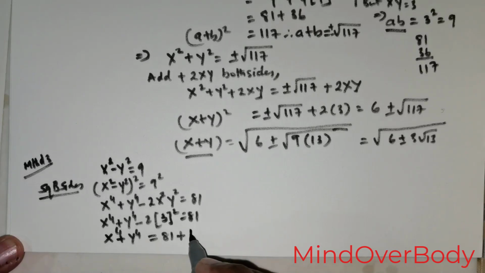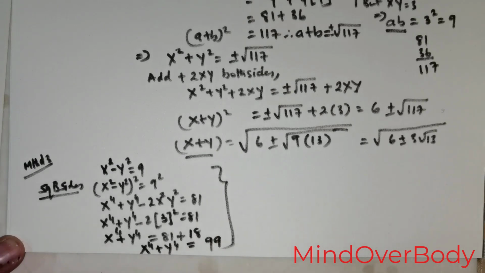So I need to place that 18. So 18 added with 81, 8 positive 1 is 9. So I'm going to get 99. Of course on the left side, it's going to be x to the power 4 positive y to the power 4. This is what we've got. So let me move ahead.